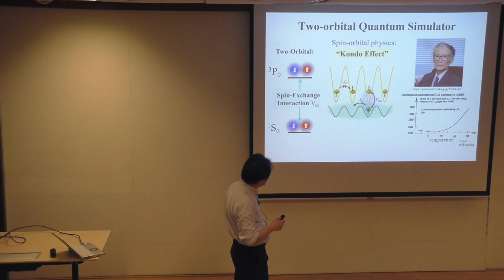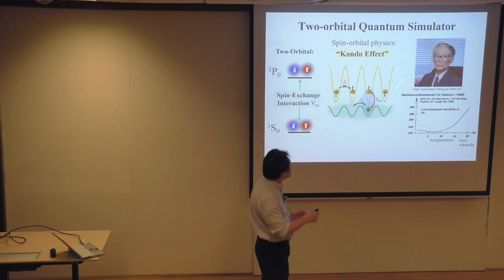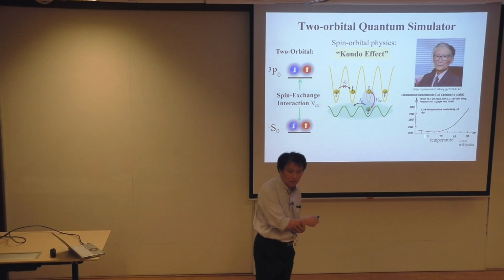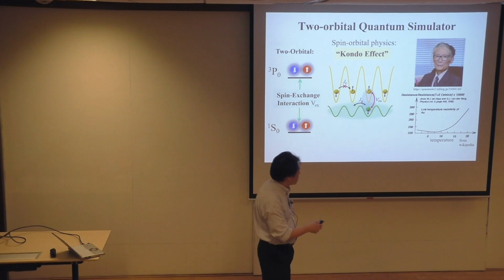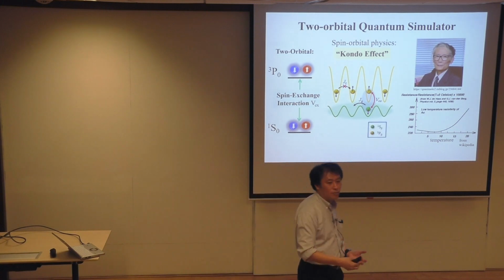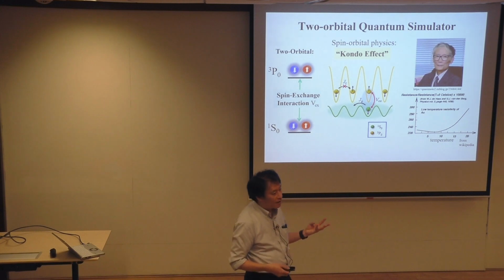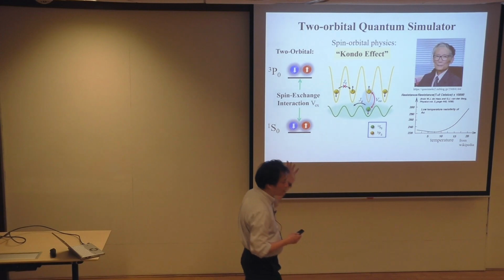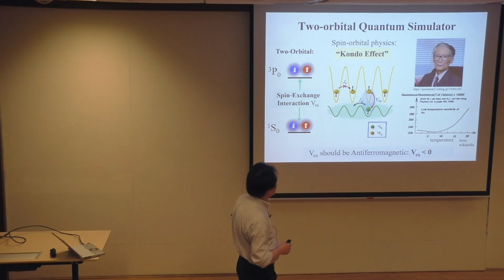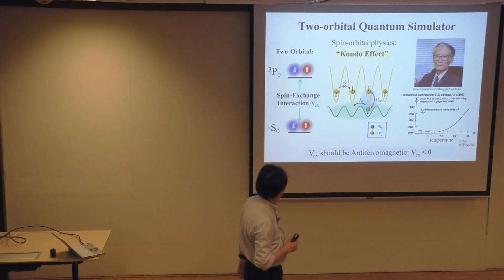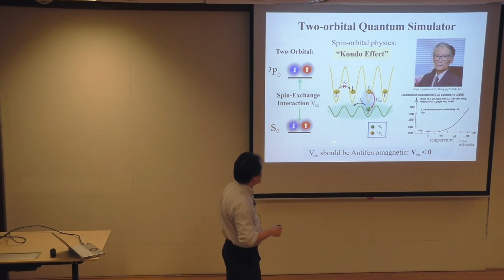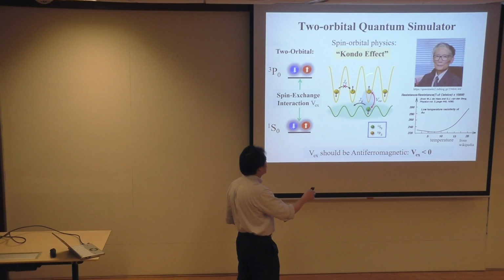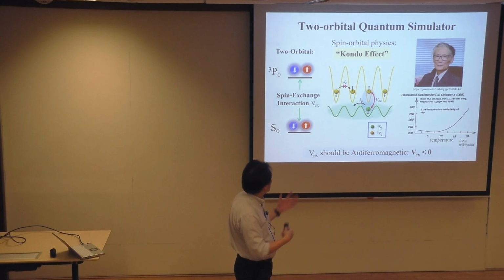In a solid state system, the Kondo effect manifests itself as an increase of the resistance by lowering the temperature like this. But in our cold atom system, we can study the Kondo effect, especially its dynamics, in a very controllable way. That is our motivation. But we should be careful that the spin exchange interaction should be antiferromagnetic for the study of the Kondo effect, because spin singlet states should be formed to modify the quantum transport.